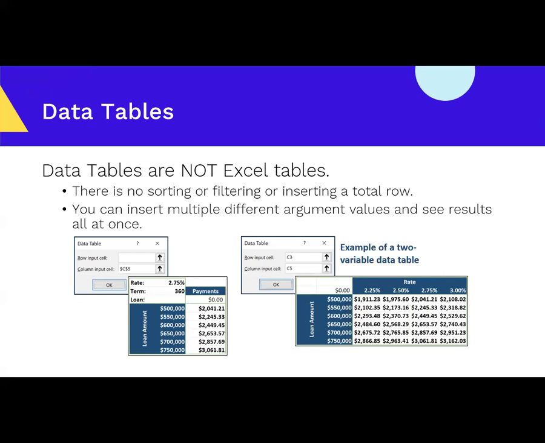So data tables. Data tables are not Excel tables. There is no sorting or filtering or inserting a total row. You can insert multiple different argument values and see results all at once. So basically, you could say, what if my interest rate goes up because I'm putting less down? Or if I put more down, what does that do to my payment? And you could see the different options when you do that by using a data table.